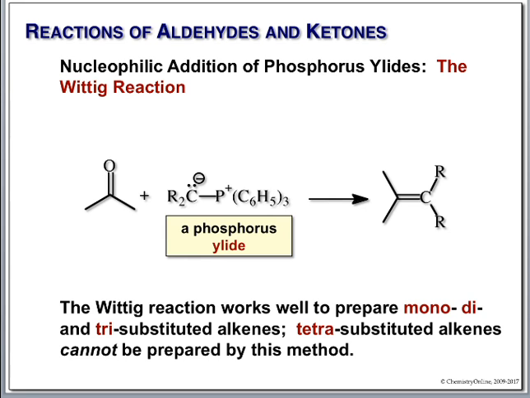If you want to make mono-, di-, and tri-substituted alkenes, this is amazing. Can't do it with tetrasubstituted because it's too crowded. But basically what you do, you look at your carbonyl, right? Here we have R2C. We're going to rip the carbonyl oxygen off and put this on. It's just magic.